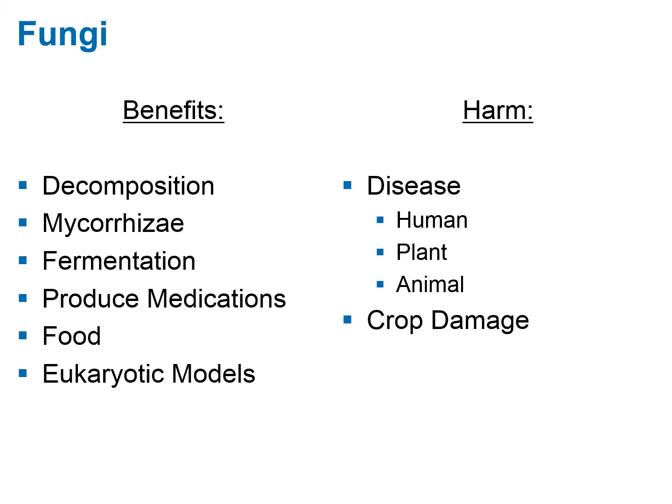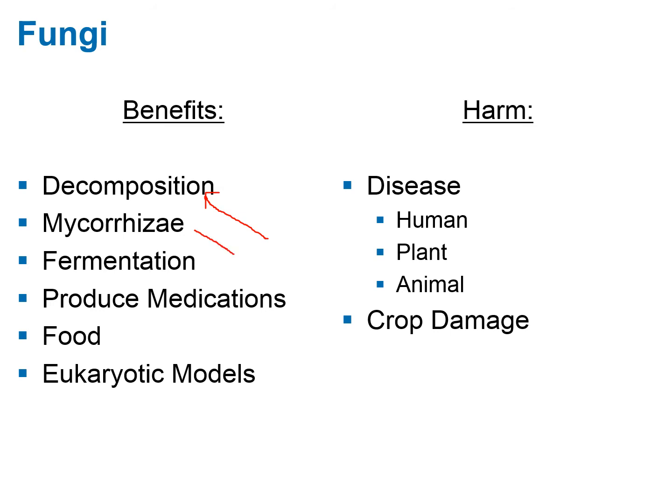One benefit of fungi is that they are the major eukaryotic decomposers in our environment. They break down dead plant and animal matter and release nutrients that can be absorbed by other organisms like plants and bacteria to support their growth. This is a form of nutrient recycling that's essential to the circle of life.